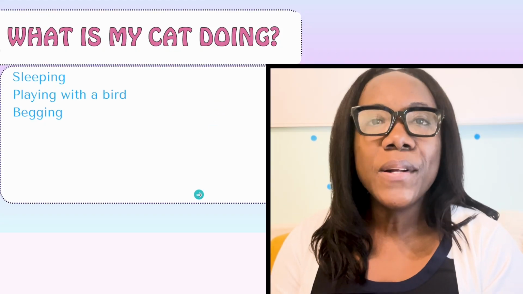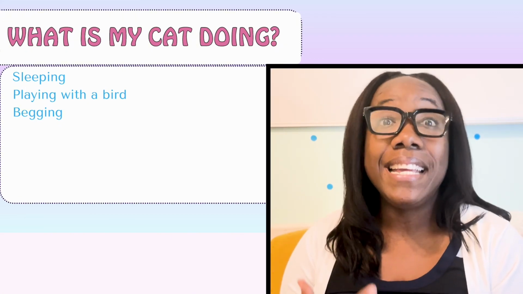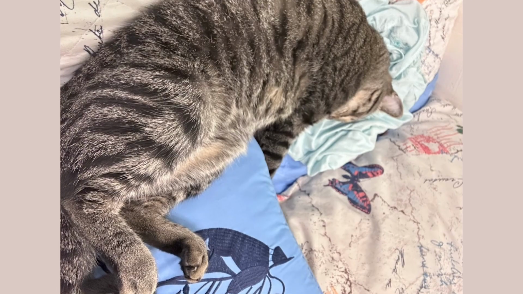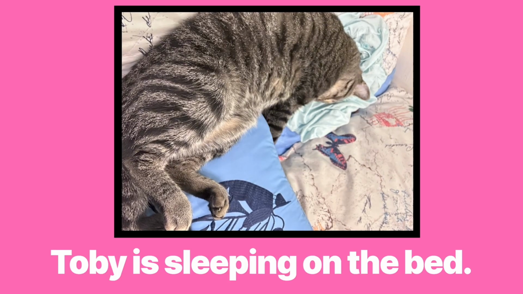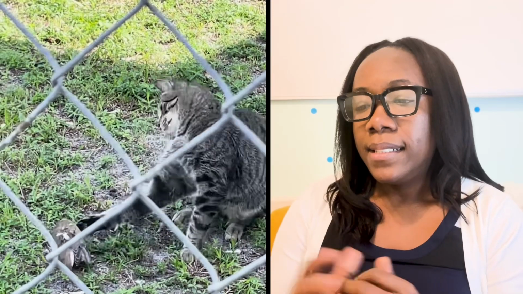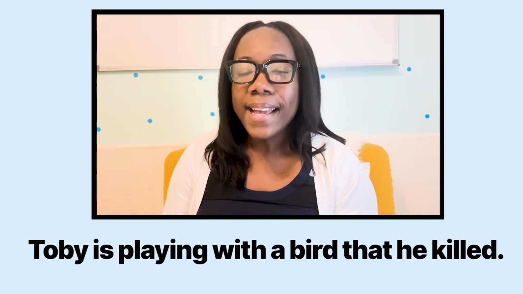All right. So now we're going to look at some pictures and videos of my cat, and we're going to establish what he is doing. So in picture number 1, my cat, his name is Toby, is sleeping. So Toby is sleeping on the bed. Now we see a video of him and he is playing with a bird that he killed. Very unfortunate. So Toby is playing with a bird that he killed. And then in this final picture, we see him begging for food. So typical of Toby. Toby is begging for food.